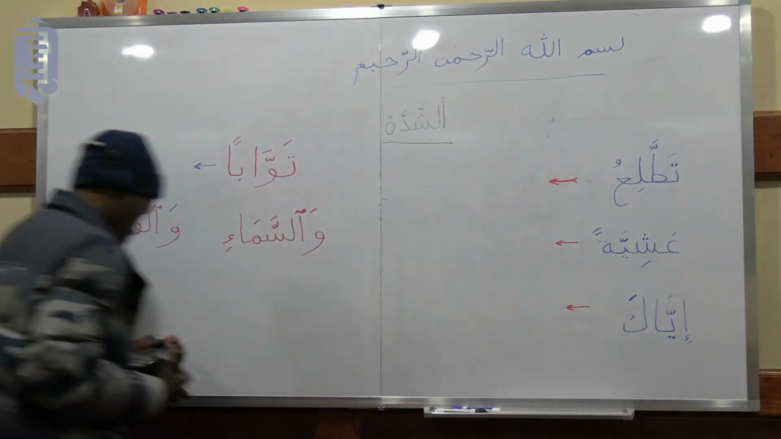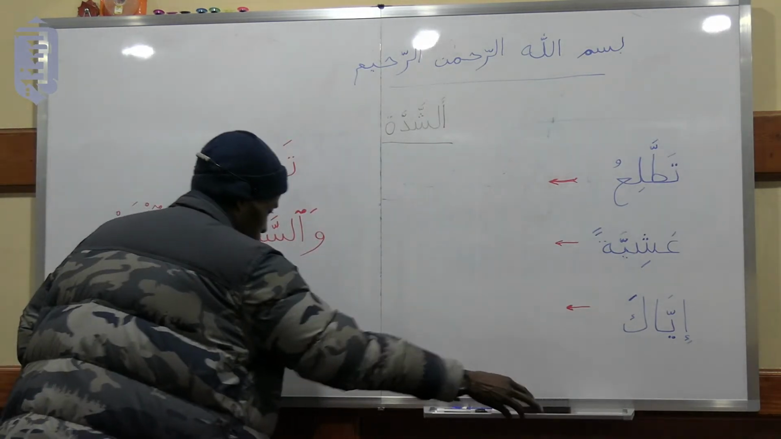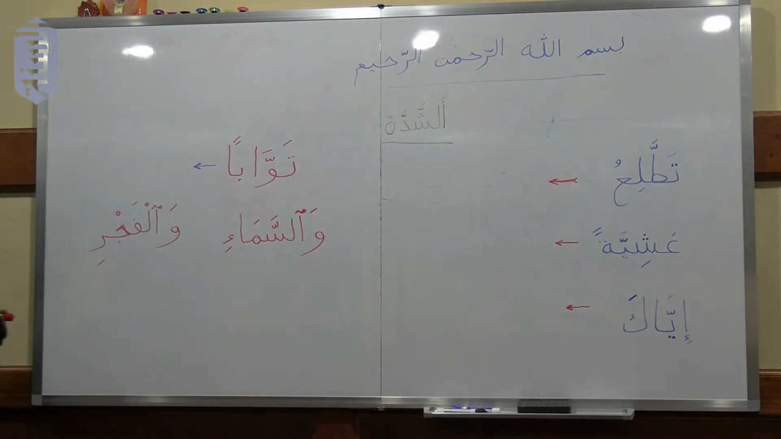Question, everyone? Just before you continue, now you know the difference between the sun and the moon letter. What's the difference between a sun and a moon letter? After the alif lam, if the letter has a shadda, it's a sun letter. What does it mean it's a sun letter? Skip over both the alif and the lam. Is that clear?